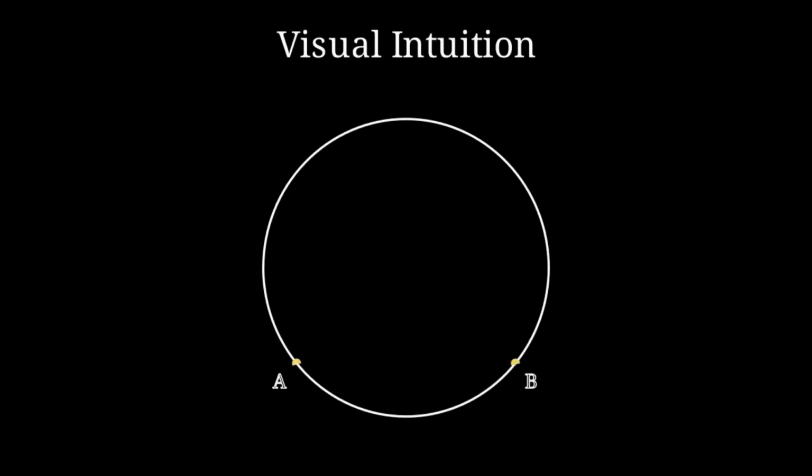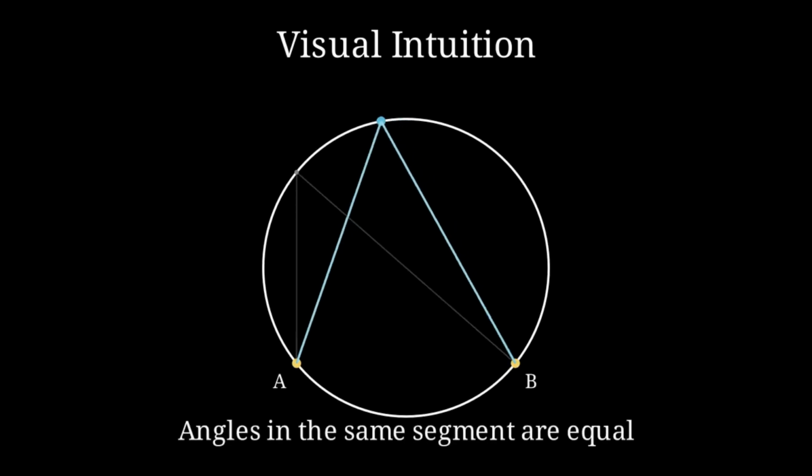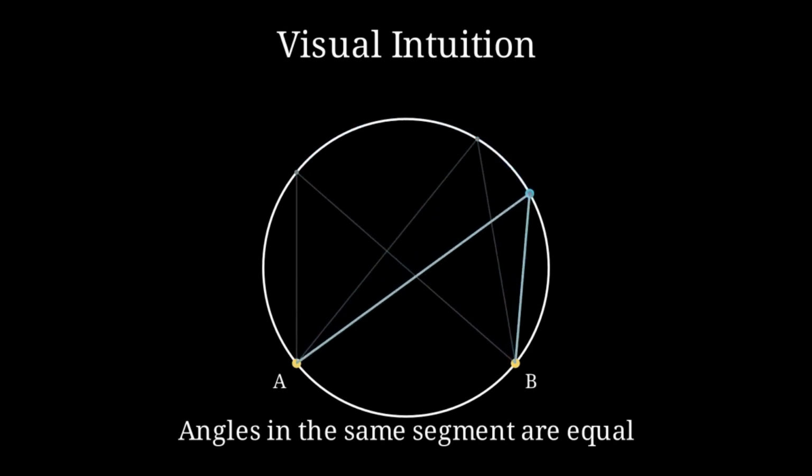Notice that as long as the vertex P stays on the same arc, the inscribed angle remains constant. No matter where you move on that arc, the relationship to the central angle stays exactly the same.